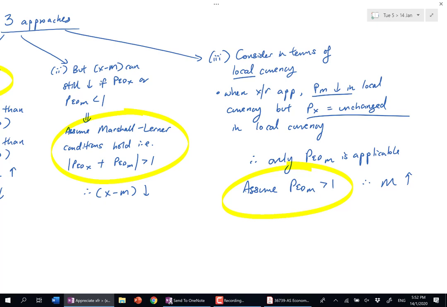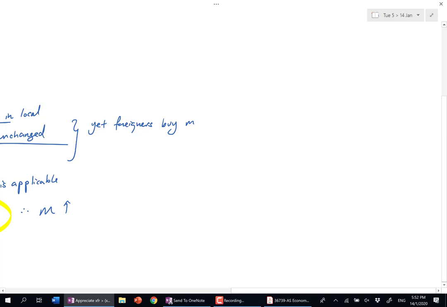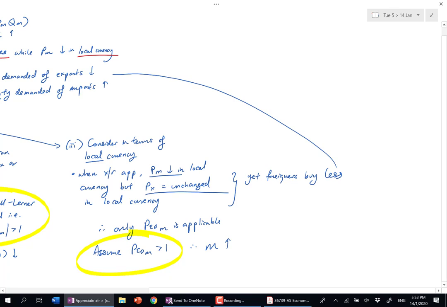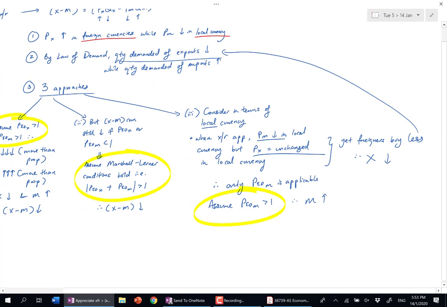Then what about PX? It's unchanged in local currency, yet foreigners are buying more. Right, foreigners are buying more by the law of demand. Hey, wait, foreigners are buying less. So this is a direct reference to this one. So if the price is unchanged but you sell less, X falls overall. Those are your three approaches. Any questions?